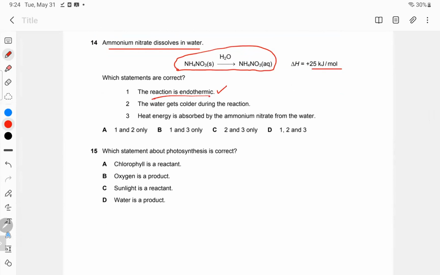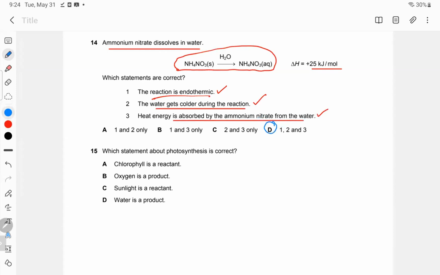Yes, sir. The water gets colder during the reaction. Yes, if the energy is absorbed, the water gets colder. Yes, the temperature decreases. So the second statement is correct. Heat energy is absorbed by the ammonium nitrate from the water. Yes, this is correct because water is part of the surroundings. So all three statements are correct. So D is the correct answer.